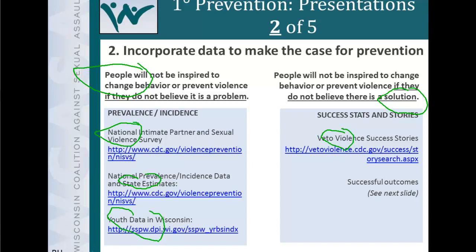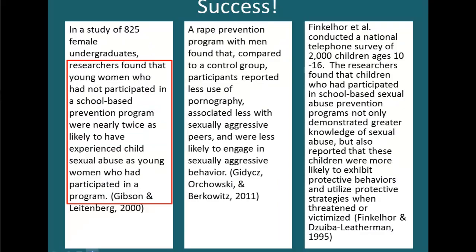In addition to, let me go to the next slide here, some actual data from programs that you'll see pop up. I know there's a lot of text, but I wanted you to have this for when you're out in your communities so you can even just copy and paste. An example I put in red was that researchers found that young women who had not participated in a school-based prevention program were nearly twice as likely to have experienced child sexual abuse as women who had participated in a program. So we want people to know this.